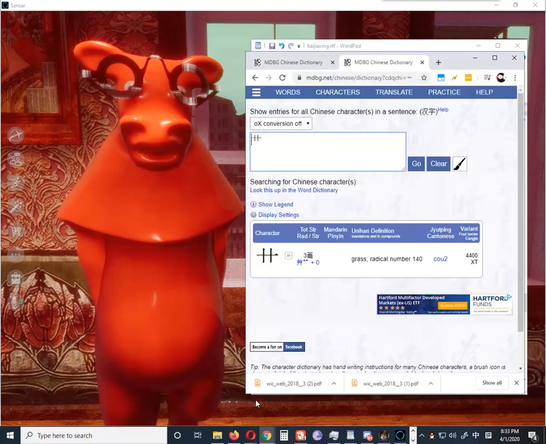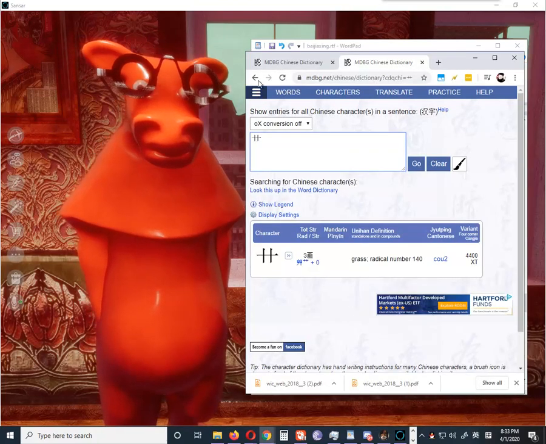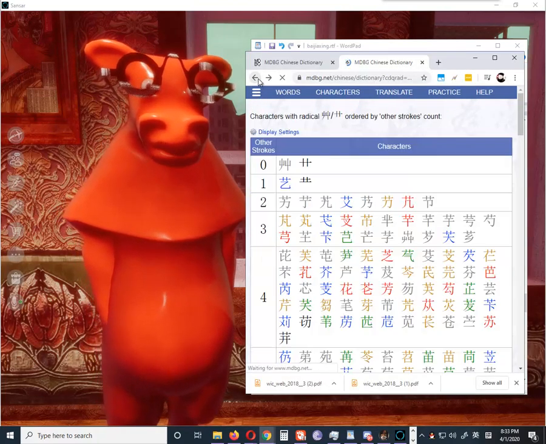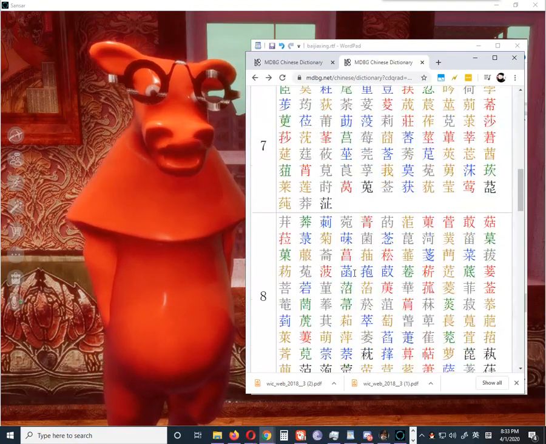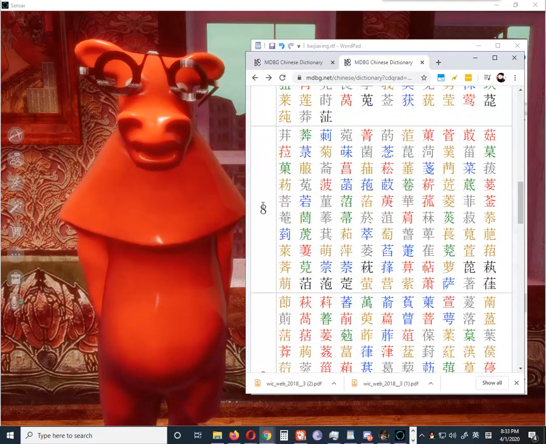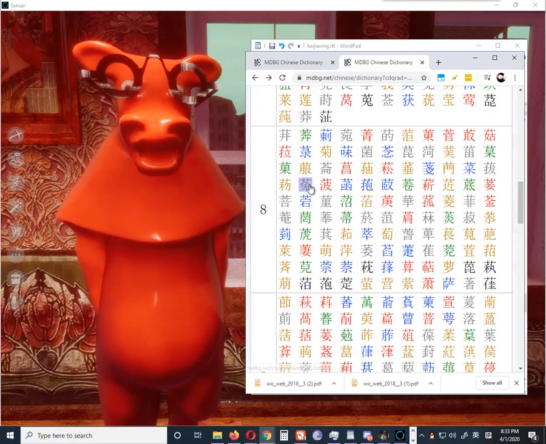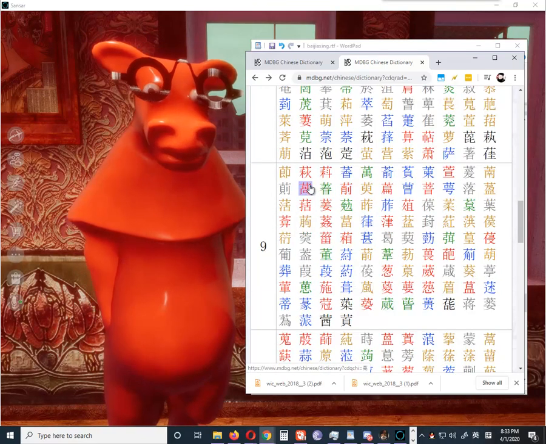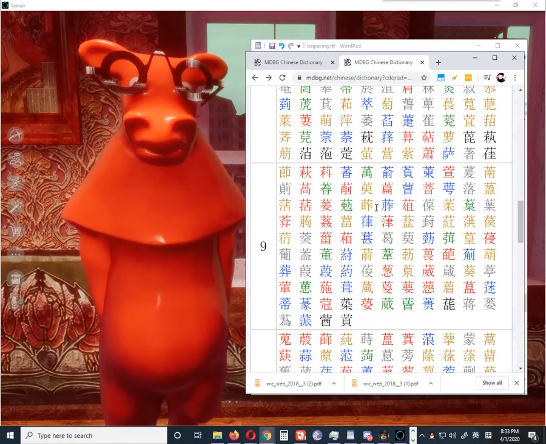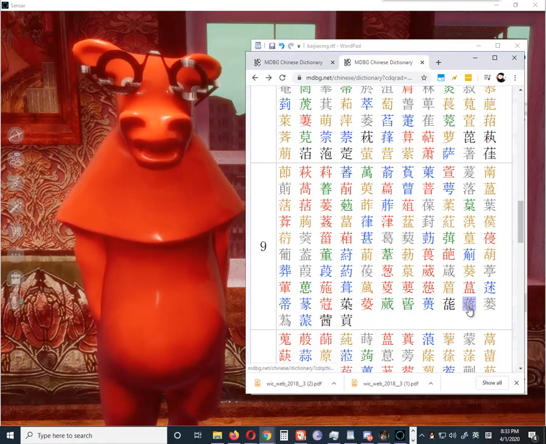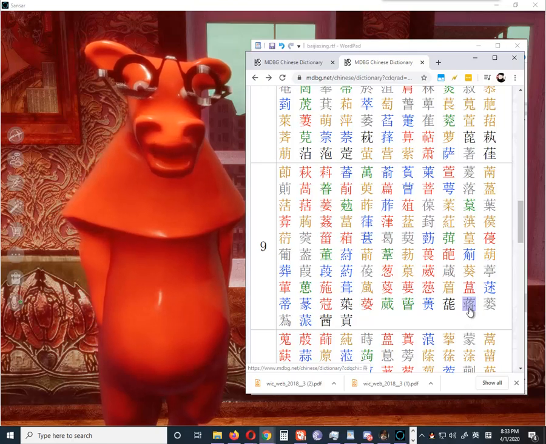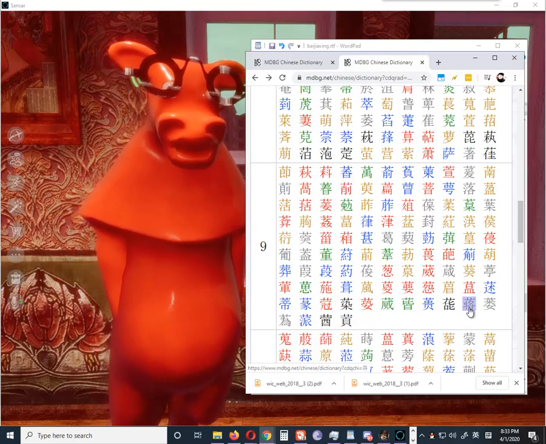So let's go here. Go back. And go to the 9 category and see if we can find our character. Whoa, okay. Look at that, there it is. God, there's so many in that category.